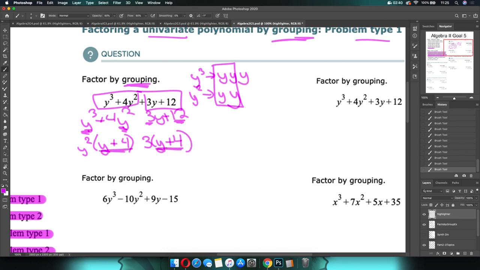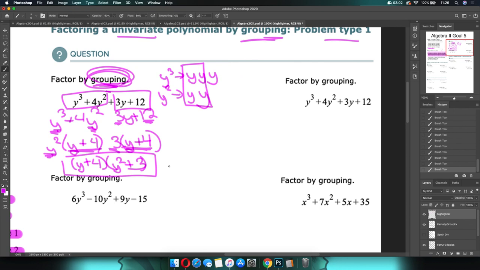Your win state is when your parentheses match. So I have a y plus 4 over here and a y plus 4 over here. That means I have y plus 4 as one of my groupings. And therefore my other one is, well, what's my leftover? Y squared. And what's my other? Plus 3. This then is the answer that you are putting into your answer box.